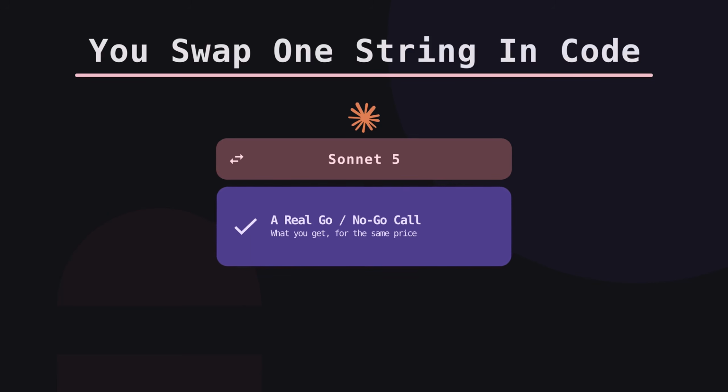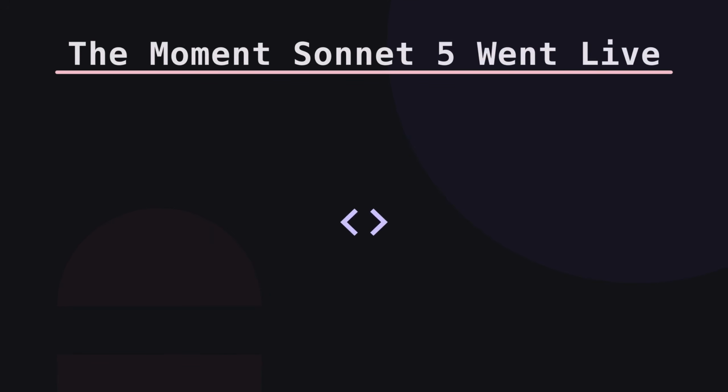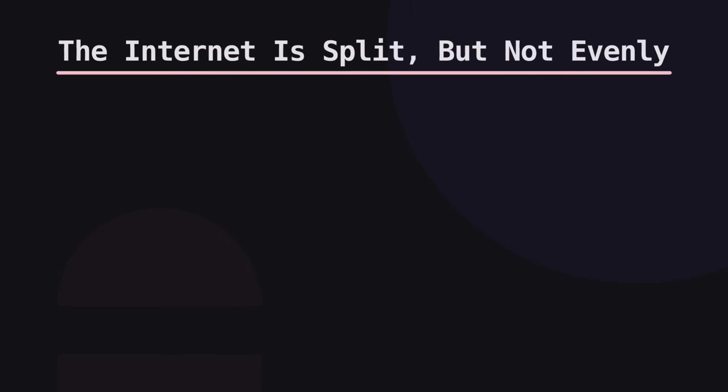And before you run your own numbers, it's worth looking at what happened when thousands of developers already made that call in public, days before you did. The moment Sonnet 5 went live, developers started running it against real workloads and posting what they found, before most of us even opened a terminal. People online are split, but not evenly.